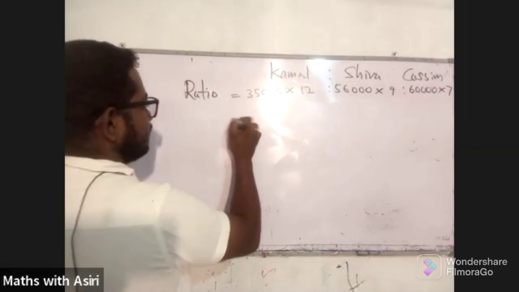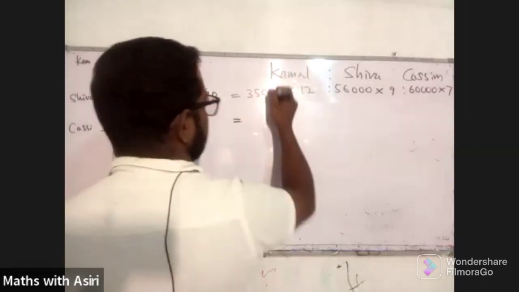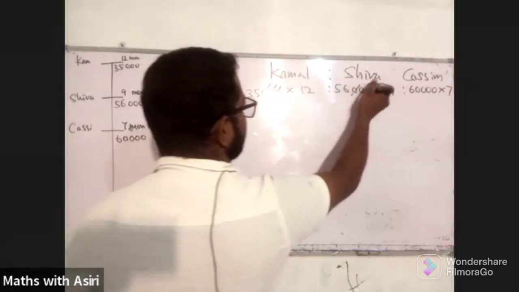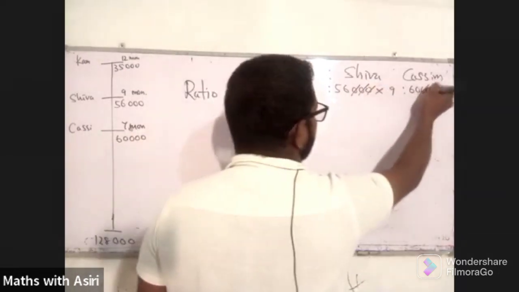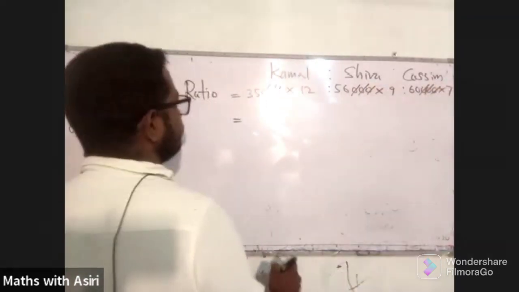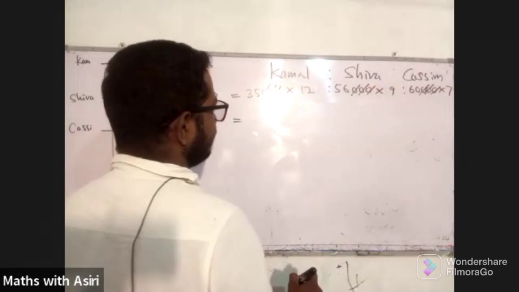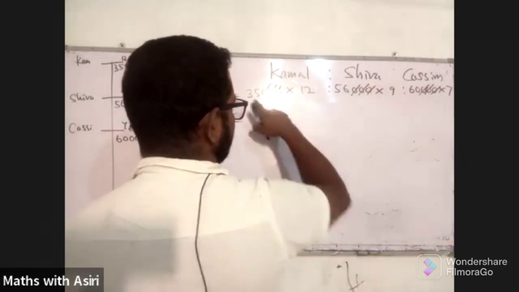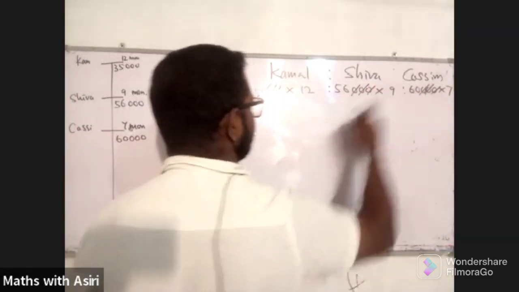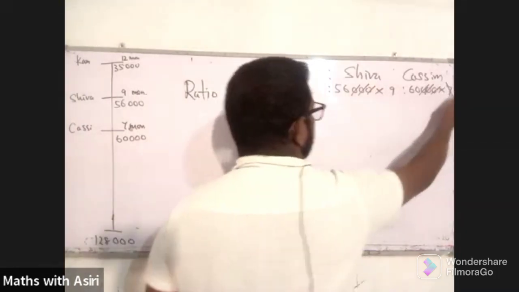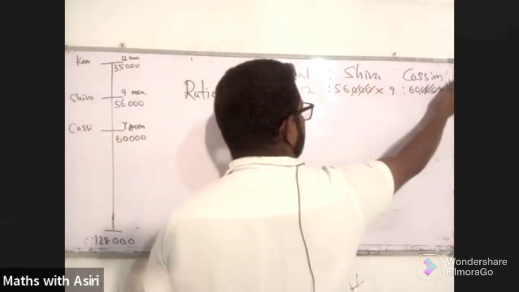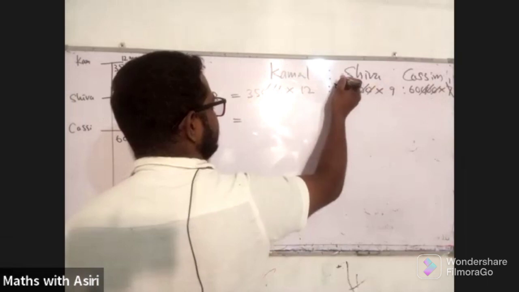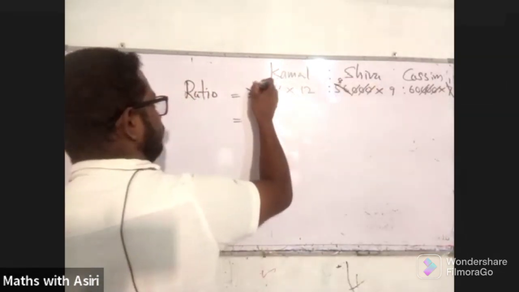Let's cancel the zeros. Then we can divide by 7. 35, 56, here 7. 1, 8, 5.